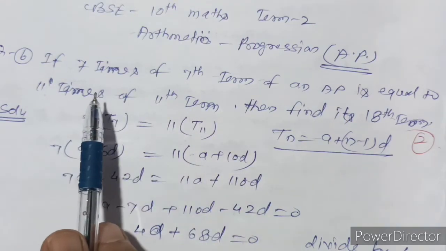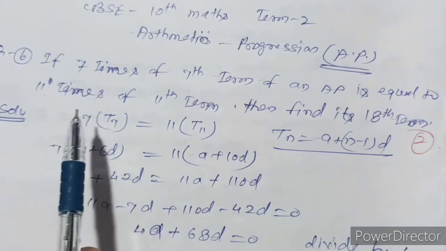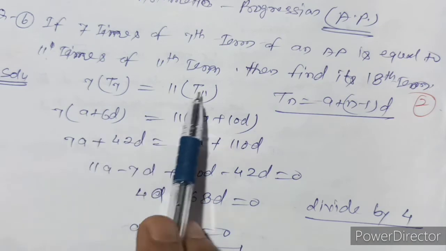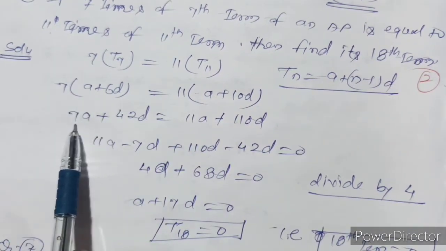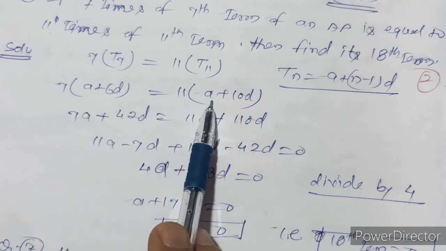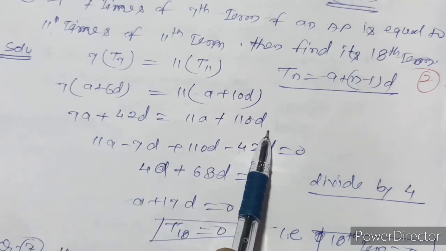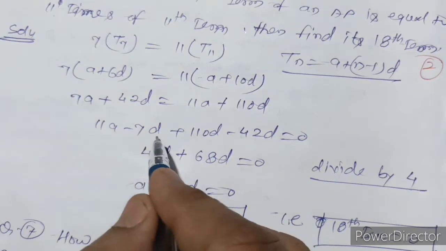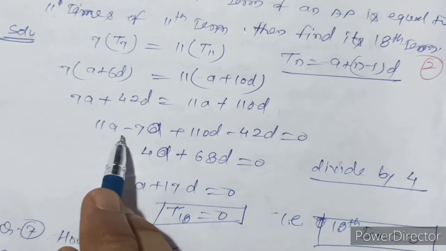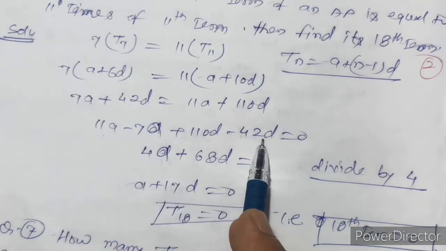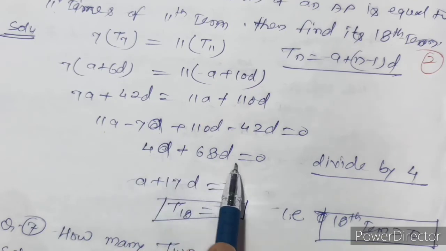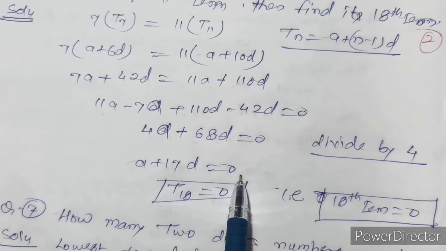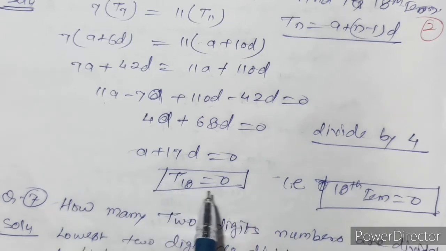In the earlier questions we had the same type. So in this question, 7 times the 7th term equals 11 times the 11th term. Putting the values of the 7th term and the 11th term, we solve it. 7 times 6 is 42, so 7a plus 42d equals 11a plus 110d. Transferring to the other side, keeping a on one side, 11a minus 7a is 4a, and this gives 68d. Divide by 4 easily, and we get a plus 17d equals 0. That means the 18th term equals 0.